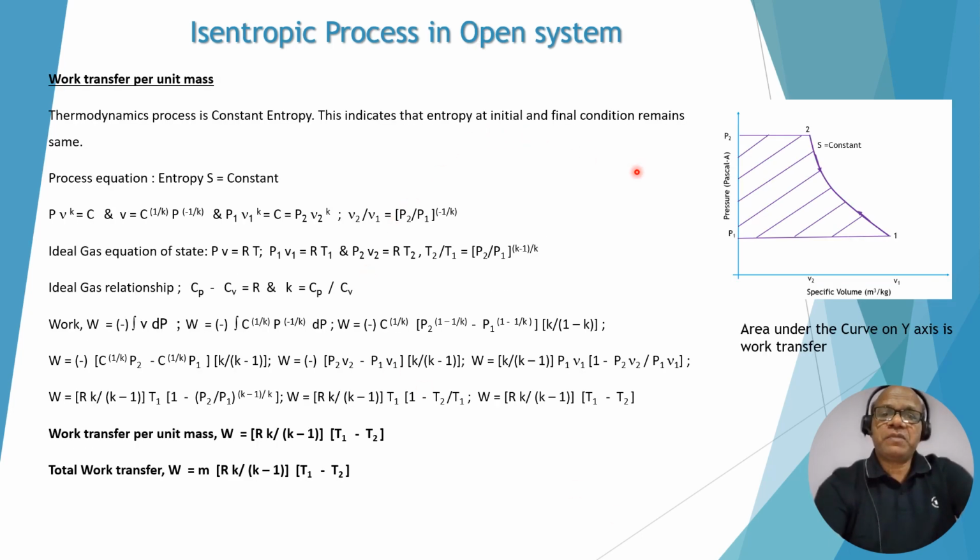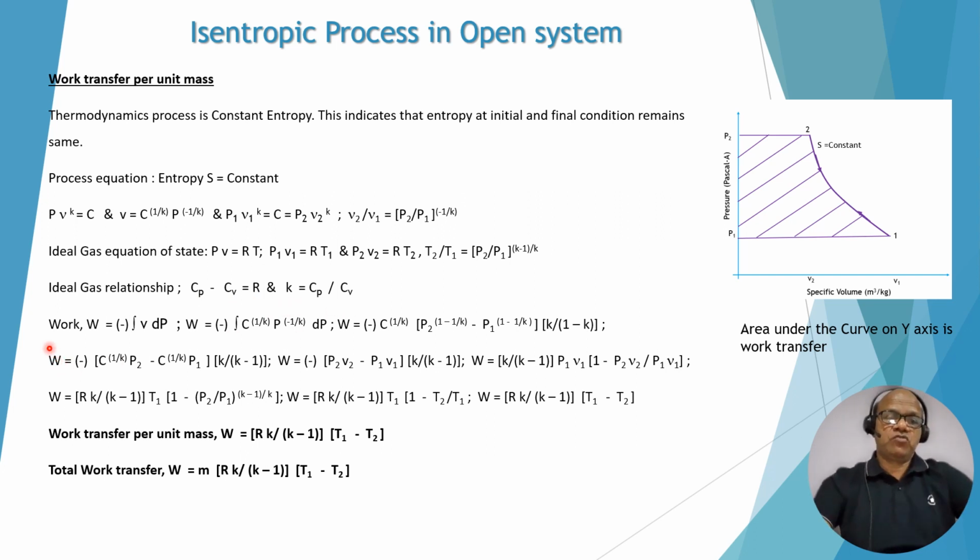Now the isentropic process in an open system. The area under the curve on the PV diagram, with respect to the y-axis, gives the work done for an open system. Entropy remains constant, so PV to the power K is equal to constant. So V is equal to C to the power 1 by K into P to the power minus 1 by K, and V2 by V1 is equal to P2 by P1 to the power minus 1 by K. PV is equal to RT, so T2 by T1 is (P2 by P1) to the power (K minus 1) upon K. Cp minus Cv is equal to R, and K is equal to Cp by Cv.